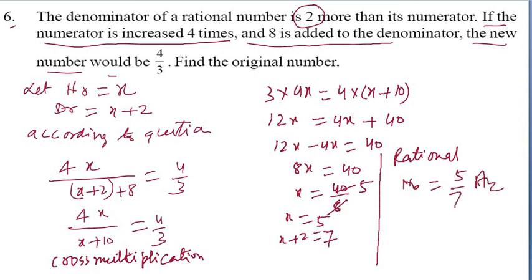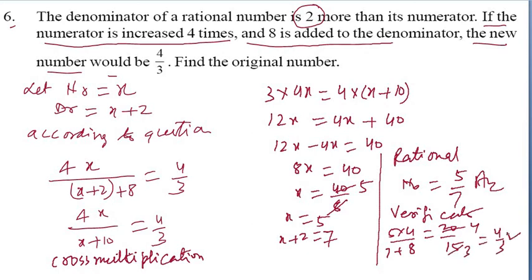Now you can verify this number. Verification. So the numerator 5 increased 4 times, that is 5 into 4, that is 20. And here is the denominator 7 plus 2 plus 8, that is 15... So 20 over 15, dividing by 5, it becomes 4 by 3. So that will be the correct answer. So you can see here that is as given in your question. So hence verified.